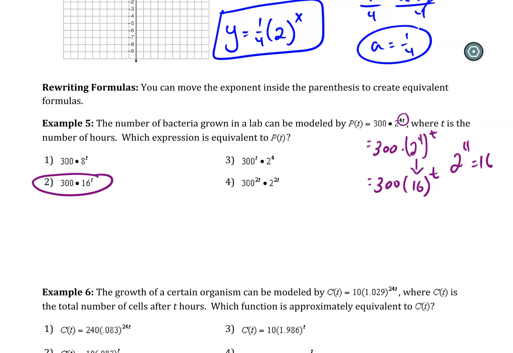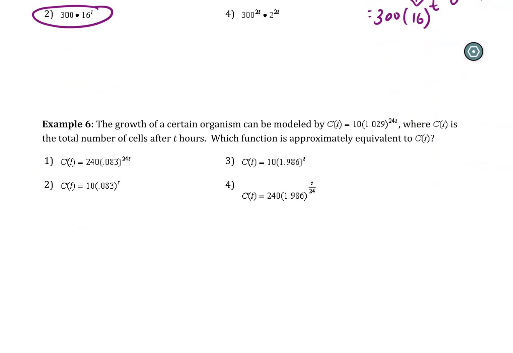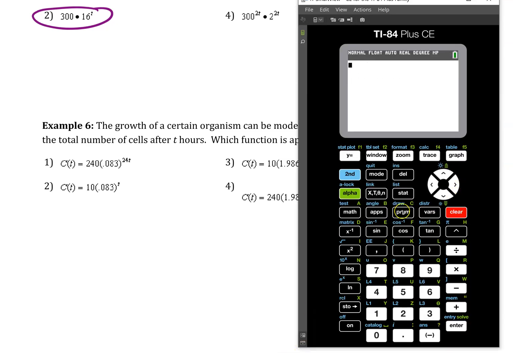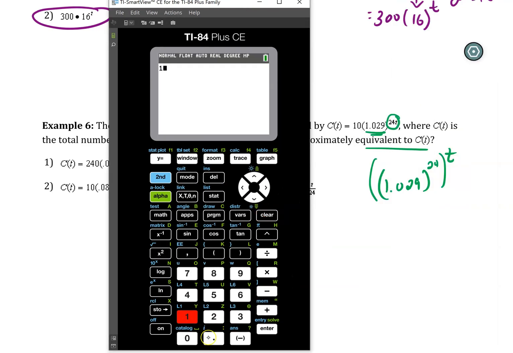All right. So again, that little trick, using in this case the power rule, allows us to manipulate it. Same thing happens here. Looking at this one, which one of these is equivalent to c of t. With this information, again, I have an exponent, 24t. So I can take the base, in this case 1.029, and say that it's raised to the 24th and that the whole thing is raised to the t, right? Now if I plug that into the calculator, since I don't know that one off the top of my head, we've got 1.029 raised to the 24th.